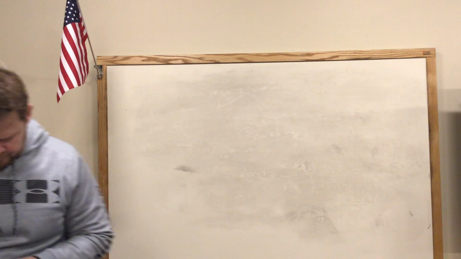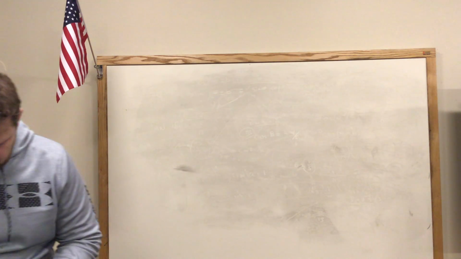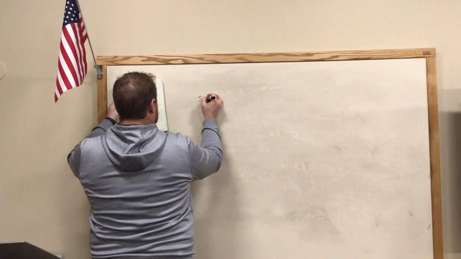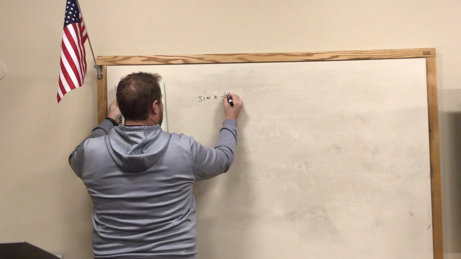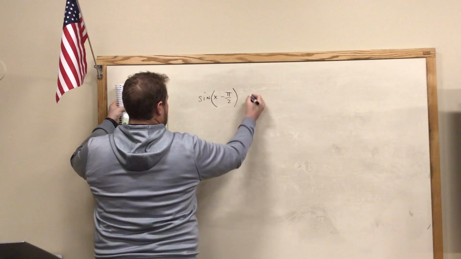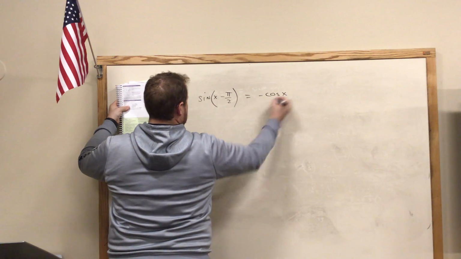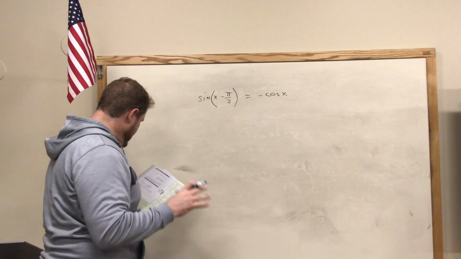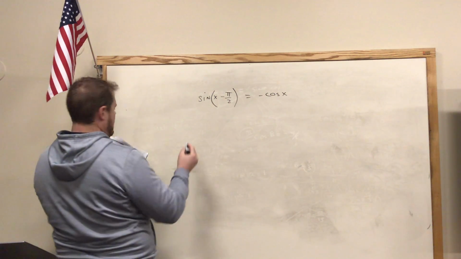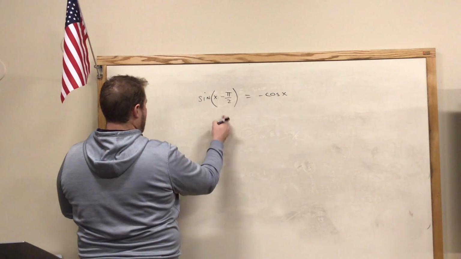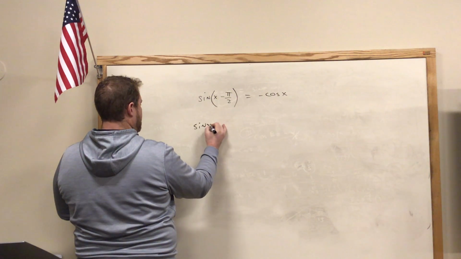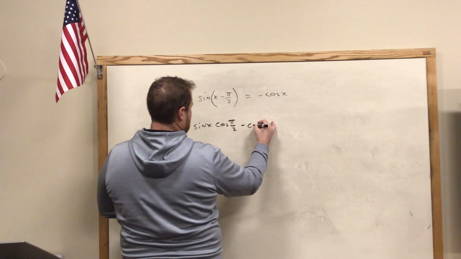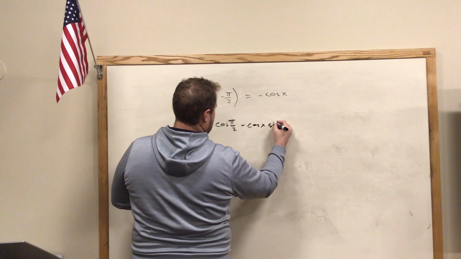If sine of x minus pi over 2 equals negative cosine x, how would I show and demonstrate this? We've already kind of done this, but let's go through the process. Sine of x minus pi over 2 is sine x cosine pi over 2 minus cosine x sine pi over 2.